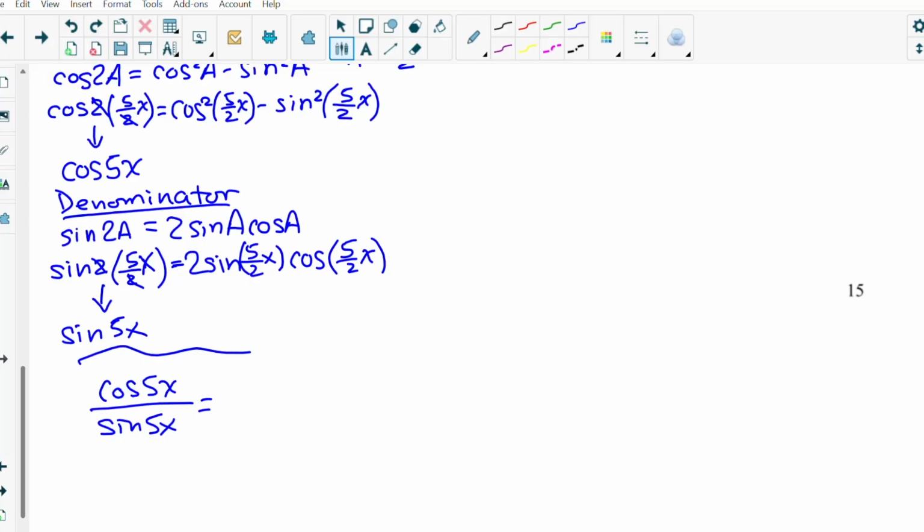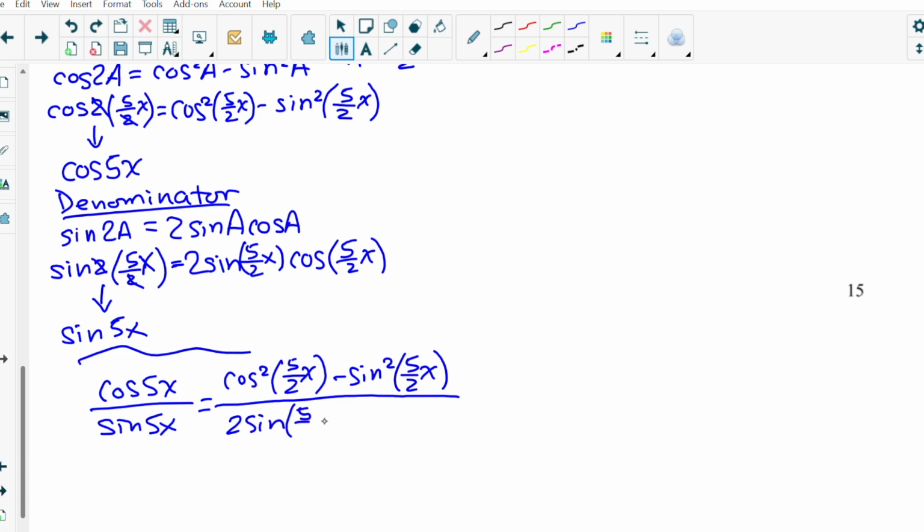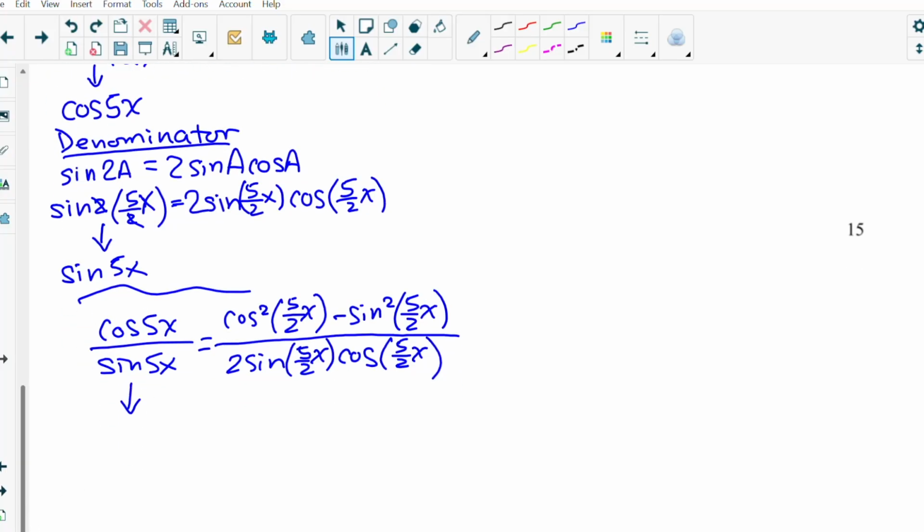And let me just show it all together. Cosine squared of 5/2 x minus sine squared of 5/2 x divided by 2 sine of 5/2 x cosine of 5/2 x. So that's where we are. Let's simplify this down into a single trig function. Well, cosine divided by the sine, that is just a cotangent angle of 5x.